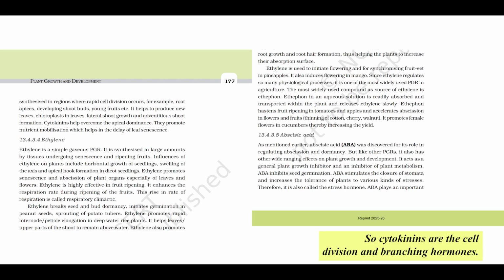So cytokinins are the cell division and branching hormones. Fourth, ethylene, the unique simple gaseous PGR, synthesized mainly by tissues undergoing senescence and ripening fruits. The ripening gas, what else does it do? Lots. It causes horizontal growth of seedlings, swelling of the axis, and apical hook formation in dicot seedlings emerging from soil. Protects the tip. It strongly promotes senescence and abscission of leaves and flowers. Signals aging and shedding. And yes, it's highly effective in fruit ripening.